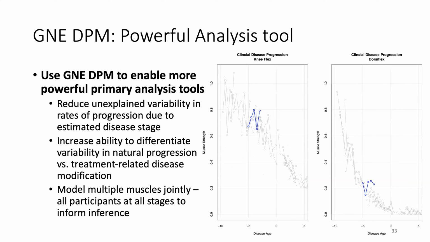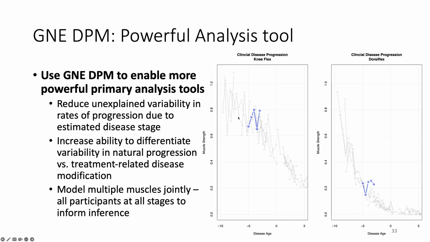The second thing is we talked about this earlier, multiple endpoints are affected at different stages of the disease. And if we want to enroll this broad patient population that might be at different stages, it's extremely important that we incorporate different muscle groups or all muscle groups. So model those jointly.